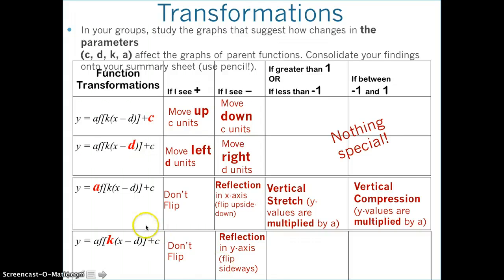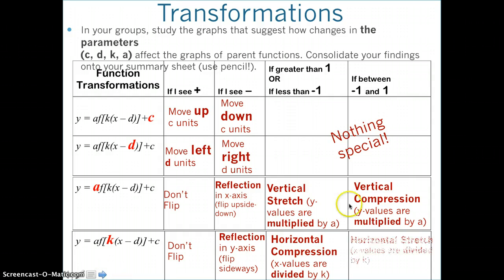And then if your K value is greater than 1, it actually does the opposite of what you think. If it's greater than 1, then you actually have a horizontal compression. And if it's small, so between -1 and 1, then it actually causes a horizontal stretch. Notice that if you have a large A value, you have a vertical stretch, and if you have a small A value, you have a compression. Those seem to make sense. Large makes stretch, small makes compress. But the horizontal works the opposite way.